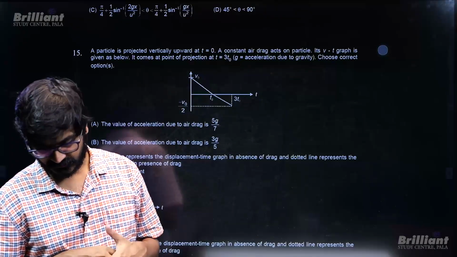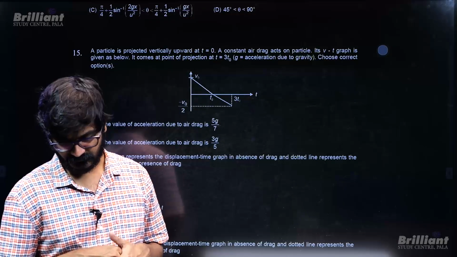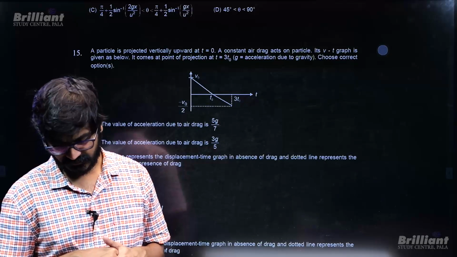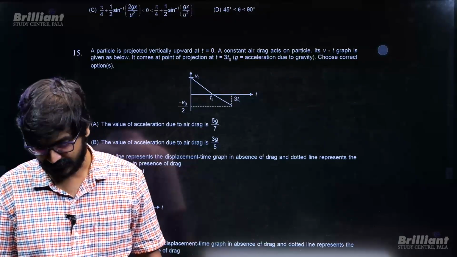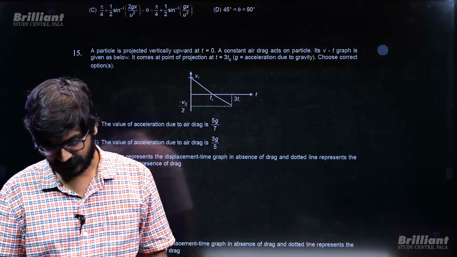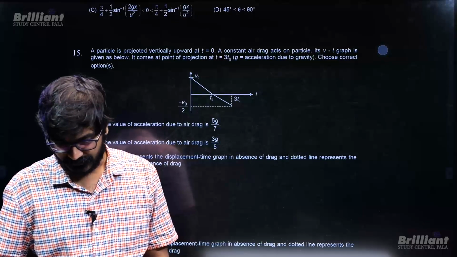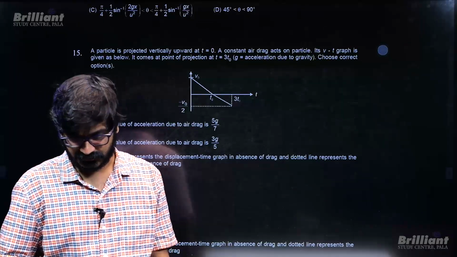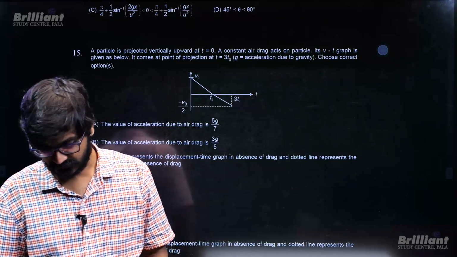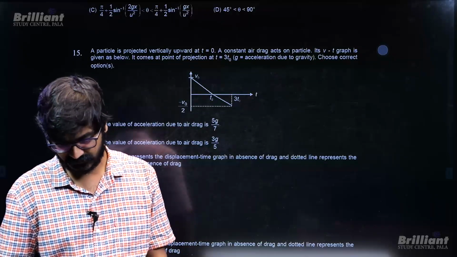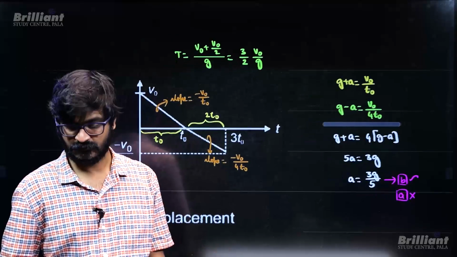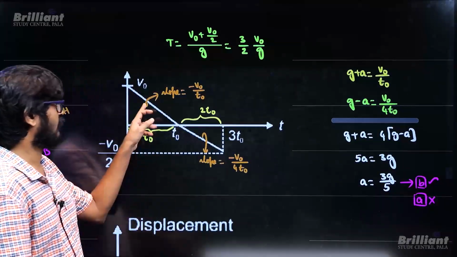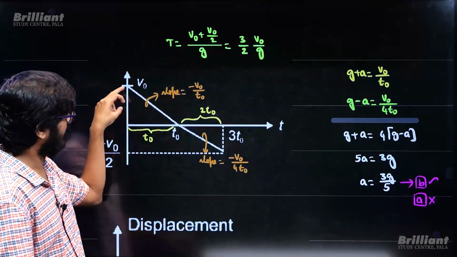A particle is projected vertically upward at t equals 0. A constant air drag acts on the particle. If the v-t graph is given as below, it comes back to the point of projection at t equals 3 t naught. Choose the correct options. So the magnitude of the slope is going to be v naught by t naught.